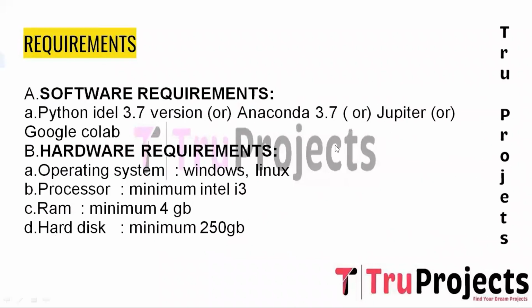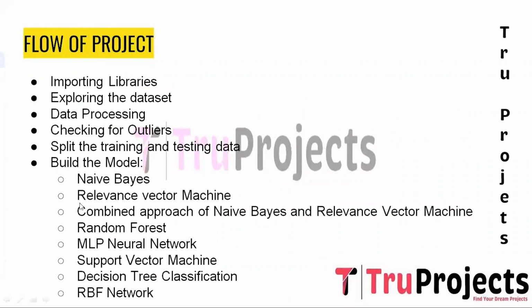These are the basic requirements that are needed to build this project. Software requirements: Python IDE with version 3.7, or Anaconda with version 3.7, or Jupyter, or Google Colab. Hardware requirements: operating system as Windows or Linux, processor of minimum Intel i3, RAM of minimum 4 GB, hard disk of minimum 250 GB. To know about the flow of the project, we need to discuss all these steps.